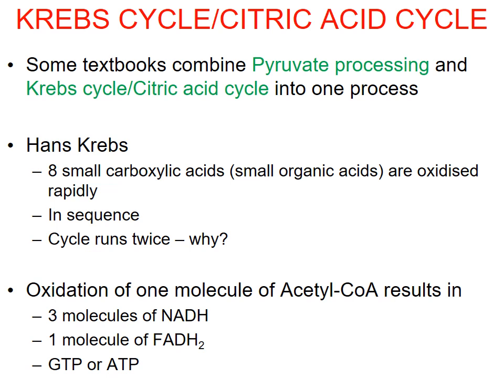So essentially what we have happening is the oxidation of the acetyl coenzyme A, which comes from the pyruvate processing, into 3 molecules of NADH, 1 molecule of FADH2, and you should remember what that stands for, and either GTP or ATP, depending on the cell type that the process is happening in, and we'll talk about that in a moment.